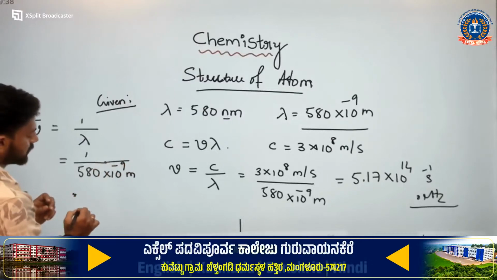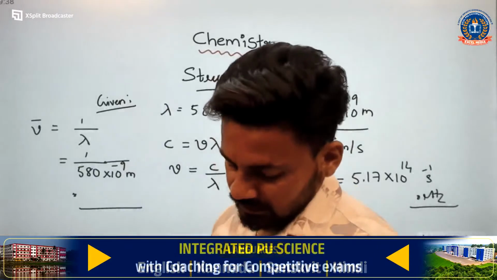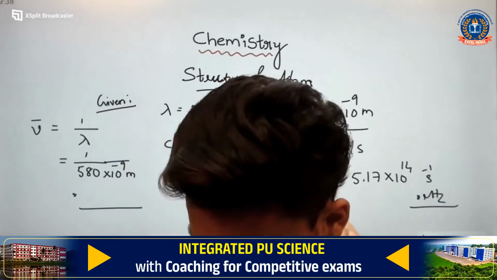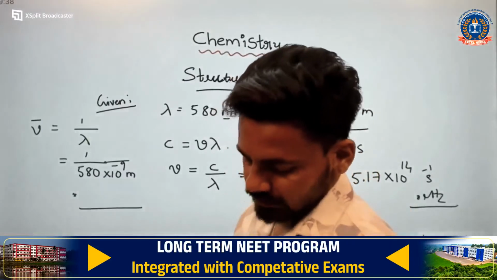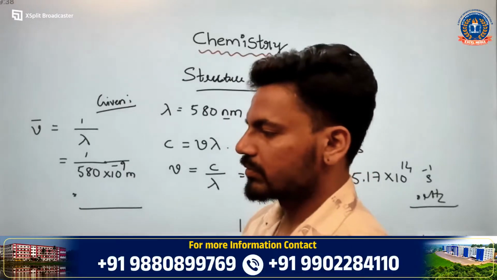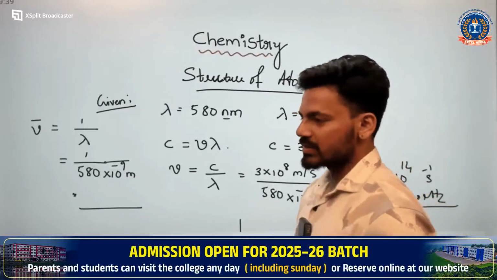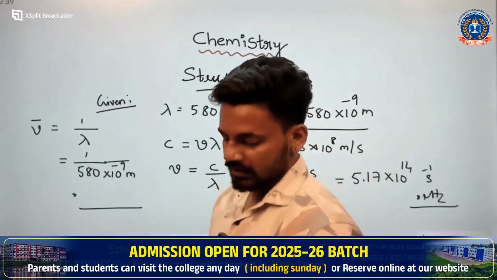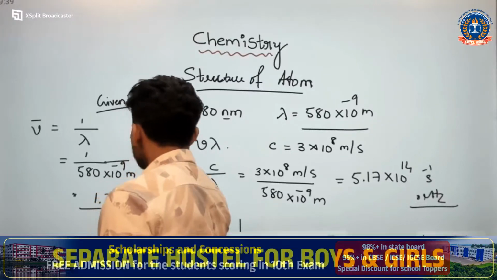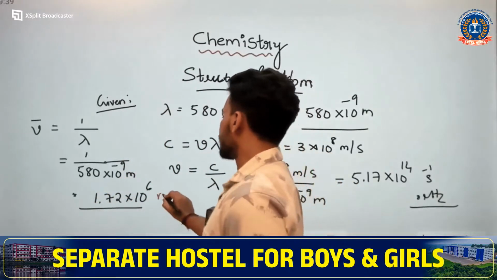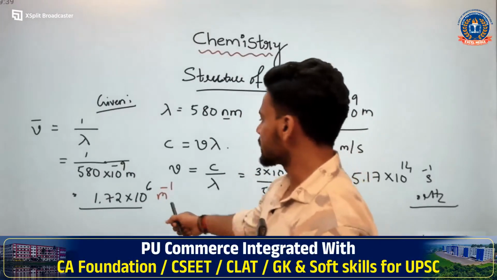Okay, so you can do it. Can you please tell me the answer for this? Please tell me what is the wave number? Yes, 1.72 into 10 to the power 6. Yes, Siri, you told the correct answer. 1.72 into 10 to the power 6 per meter. The unit is per meter. Yes, if you do 1 by lambda you get it correctly.